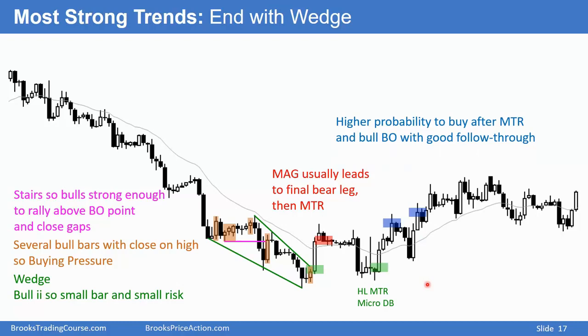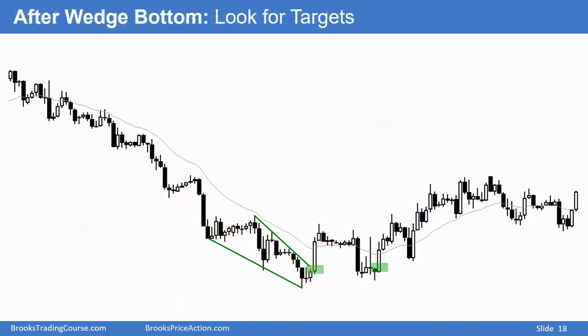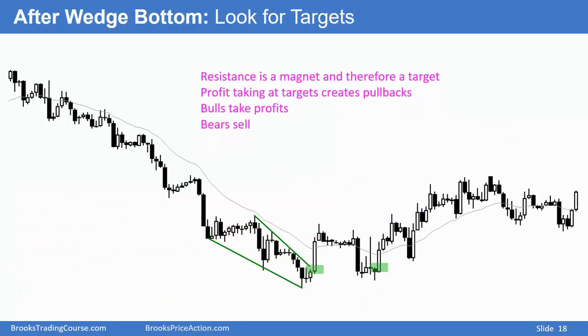Higher probability to buy after you see a reasonably good breakout, and especially after you see 2 big bull bars closing on their highs. Probably going to get at least a small second leg up here or here. Bull breakout with follow through, a pair of consecutive bull bars. Resistance is always a magnet, just as support is a magnet. If you're reversing up, resistance is therefore a target.